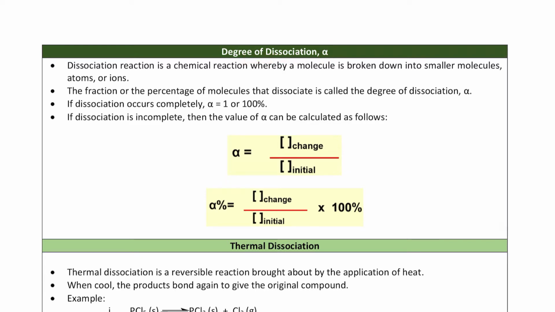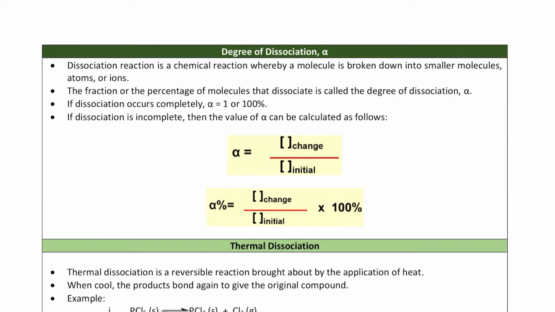So first you should understand what is dissociation. Dissociation reaction is a chemical reaction whereby a molecule is broken down into smaller molecules, atoms or ion. So dissociation ni adalah penceraian lah. So kita ada satu molekul yang besar, molekul tu kita break down into smaller molecule, atom atau ion. The fraction or the percentage of molecule that dissociate is called degree of dissociation. So kita ada satu molekul, tapi dalam molekul tu berapa banyak yang dissociate, itu yang kita nak cari. And that is called degree of dissociation alpha.